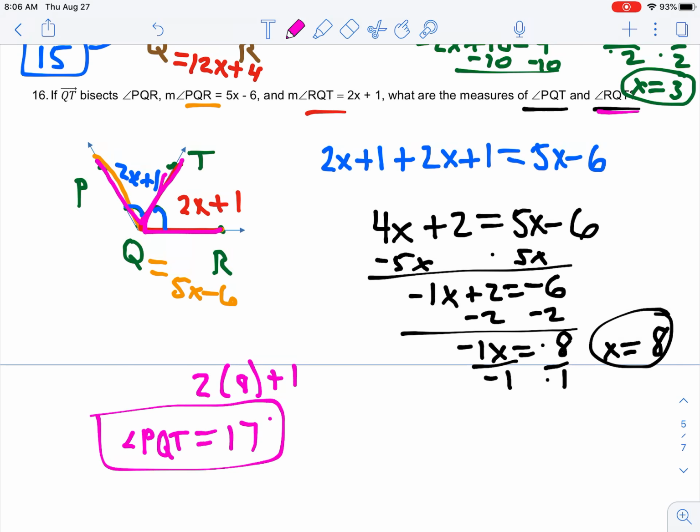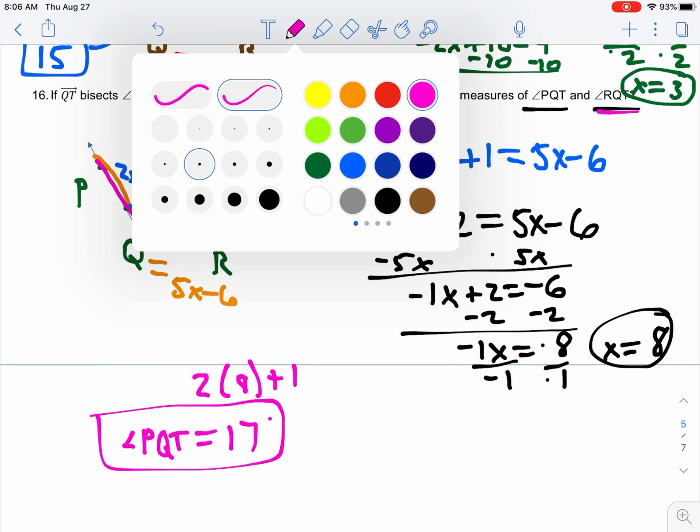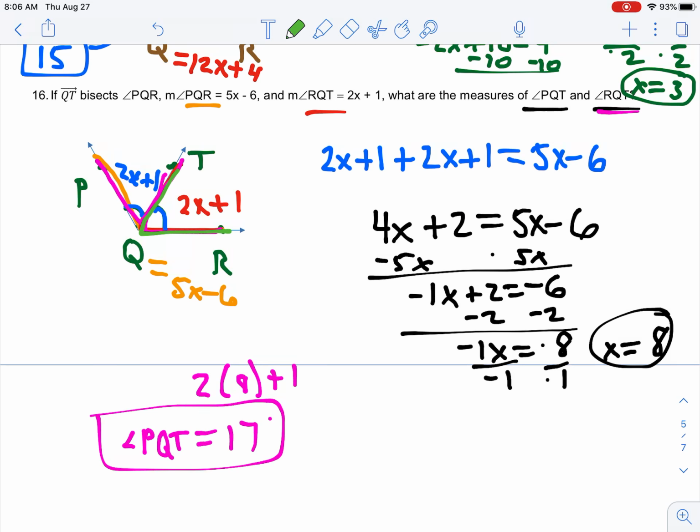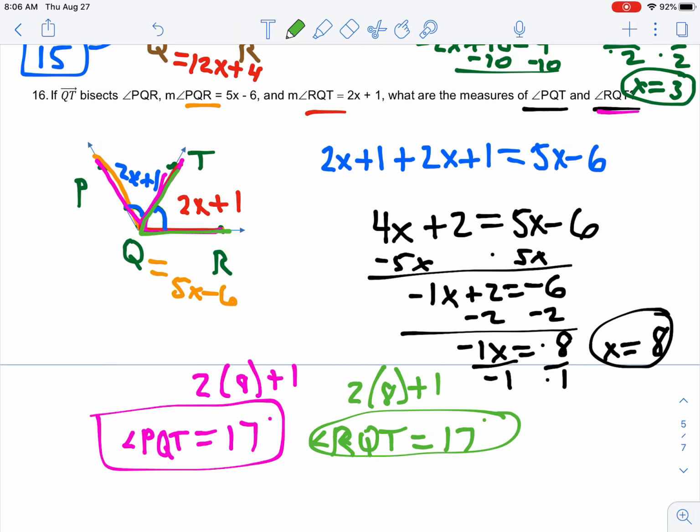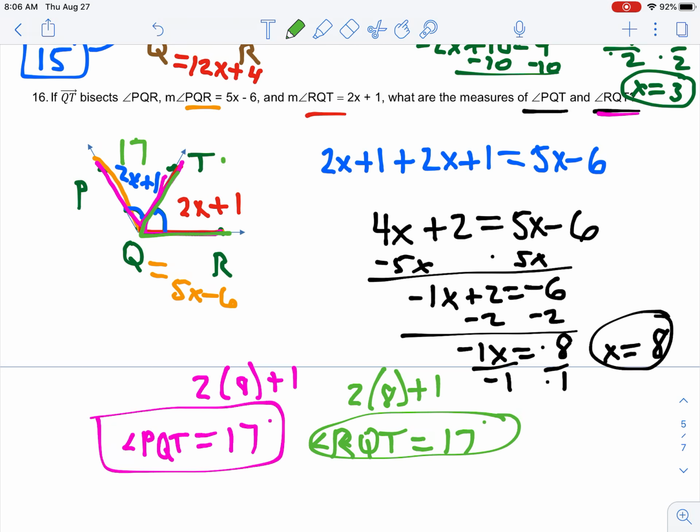Well, it wants me to find RQT. I know these should be the same, but I'll plug it in just to make sure. If I trace RQT, the equation 2x plus 1 was there. Well, 16 plus 1 tells me that angle RQT equals 17 also. Well, if they're both 17, then the whole entire thing would equal 34 by taking 17 plus 17.